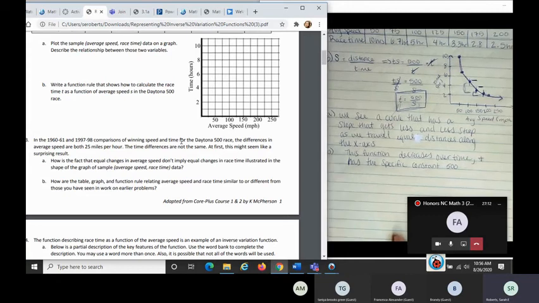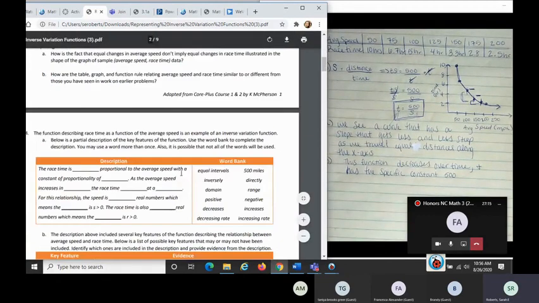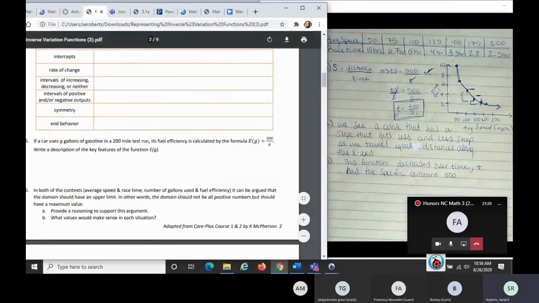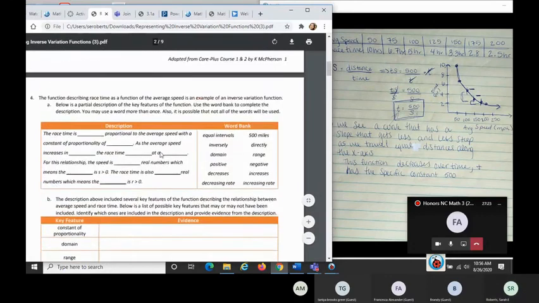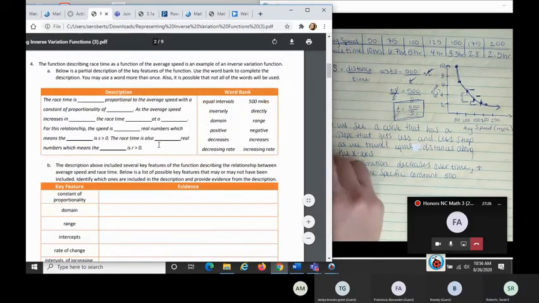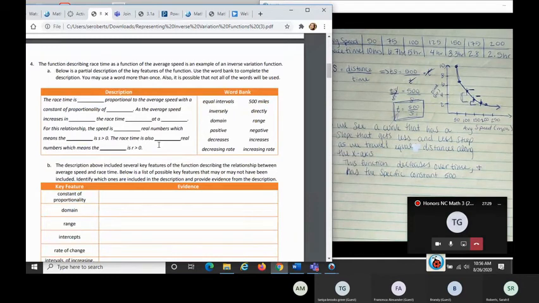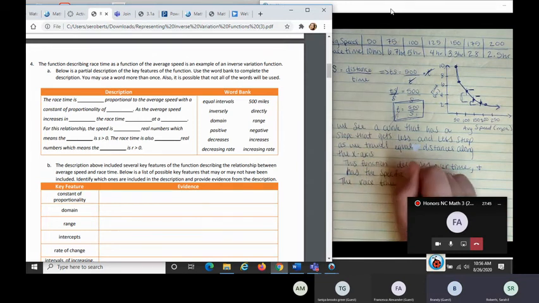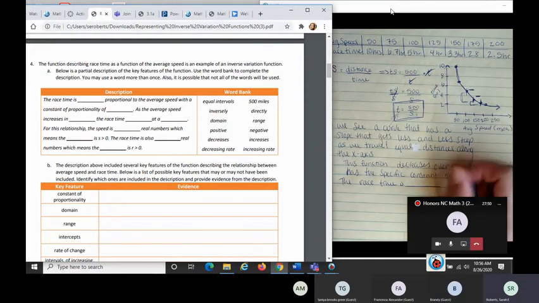So that was number 3, and those are just more conceptual questions. Then number 4 and number 5, what thoughts did you guys have about 4 and 5? We'll start with 4. Let's write down what you guys thought. So it says, the race time is blank proportional to the average speed. This is part A. What did you guys say?